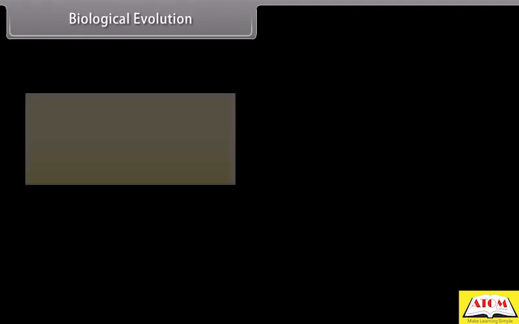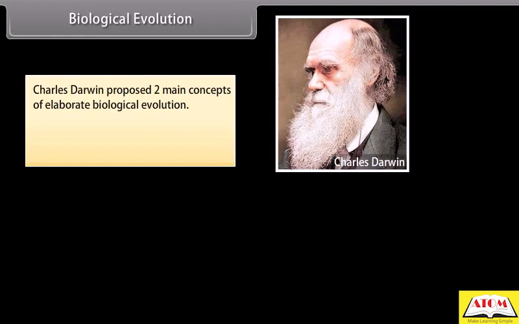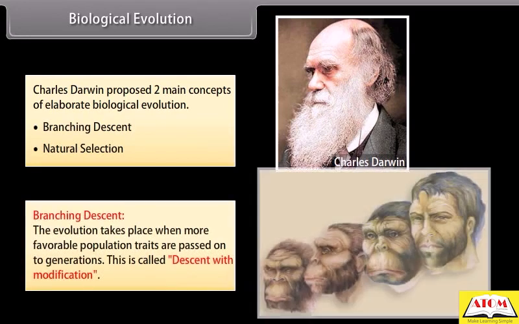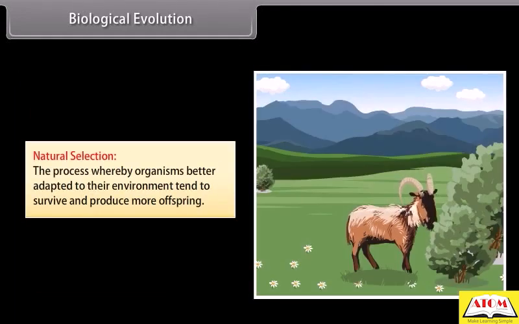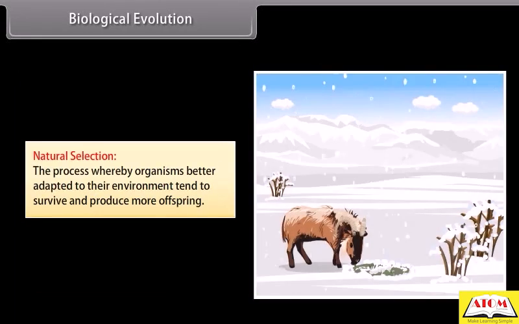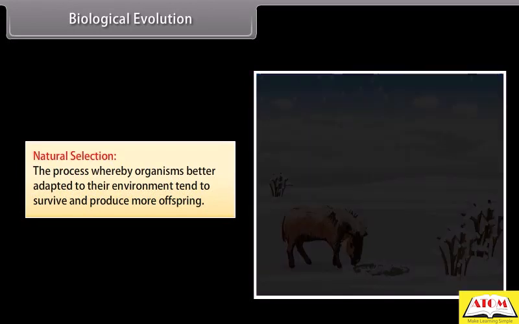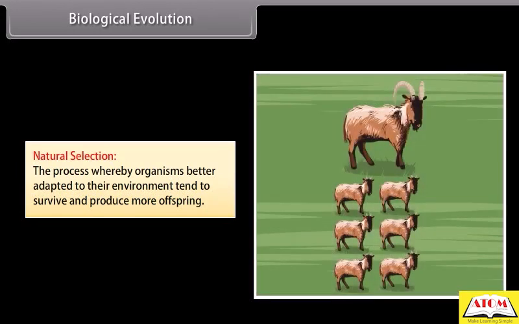Biological evolution. Charles Darwin proposed two main concepts of biological evolution: 1. Branching descent. 2. Natural selection. Branching descent: the evolution takes place when more favorable population traits are passed on to the next generation. This is called descent with modification. Natural selection: the process whereby organisms better adapted to their environment tend to survive and produce more offspring.